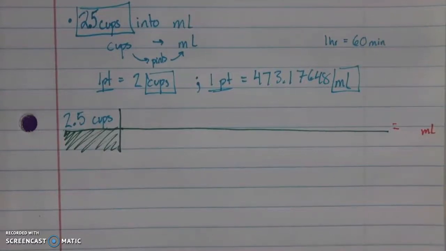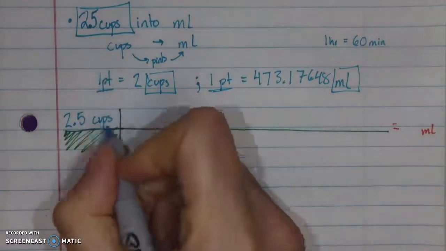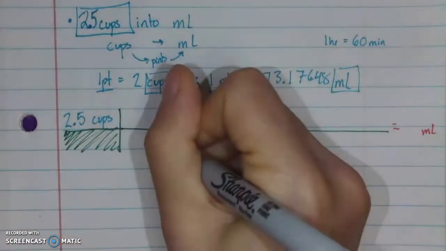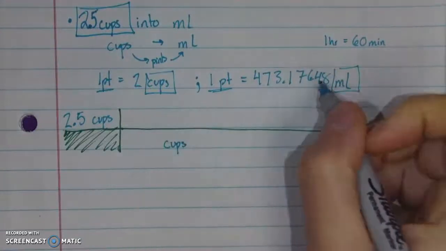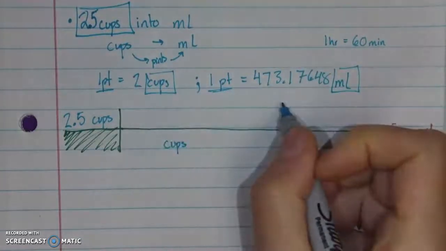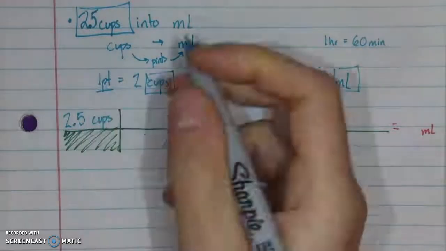So now I'm going to need to do my conversions. Well, the first thing that I want to get rid of is cups. So I'll write cups down here. Now what am I switching it into? Now, according to the two conversions that I found, I can switch cups into pints.